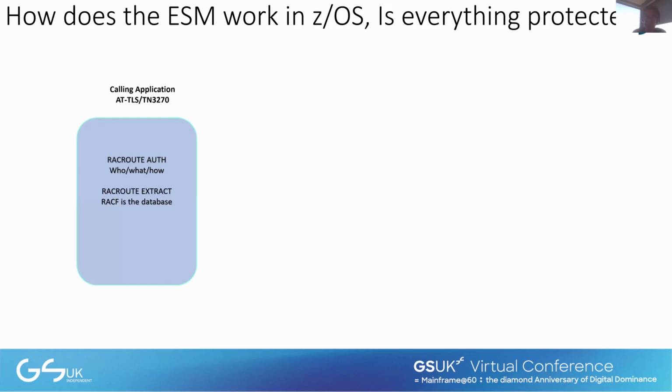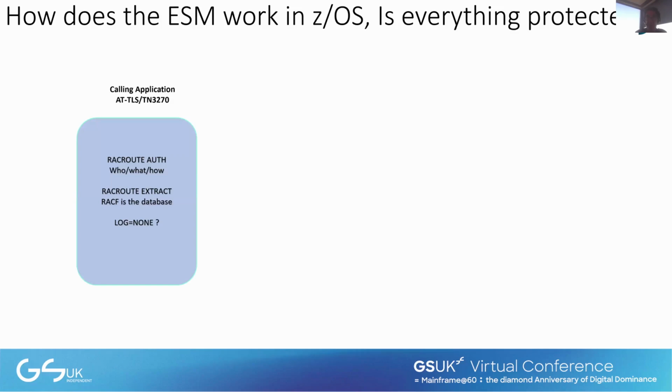Is everything protected? And how it works very simply is that the calling application, the programmer, be it a programmer in, where's my cursor gone again? There we go. Be it a programmer in Poughkeepsie, New York for IBM, or be it a programmer right next to me because we're an ISV, we do software for the Z. Somebody somewhere codes what we call a RACROUTE authorization or a RACROUTE extract. There's many, many different types, but the authorization always has a notion of who, what, and how.